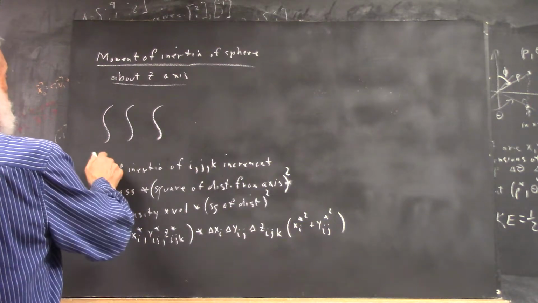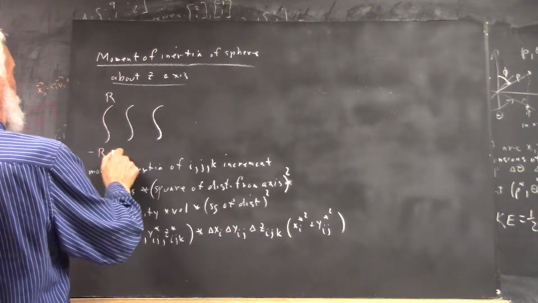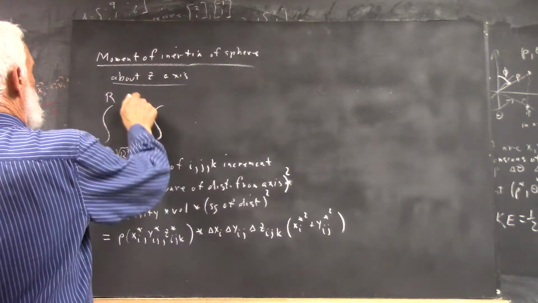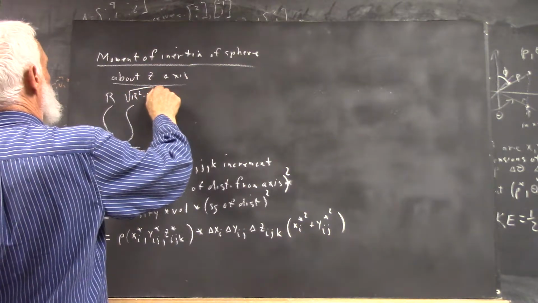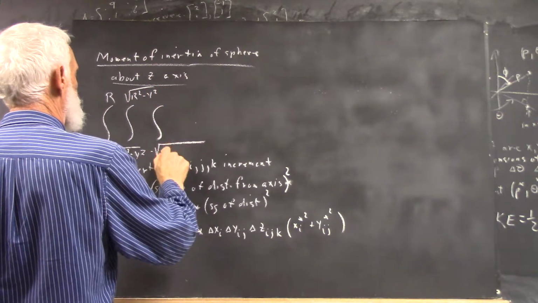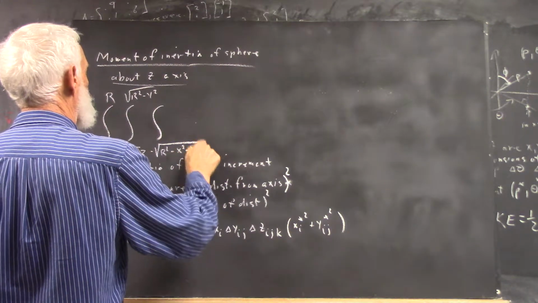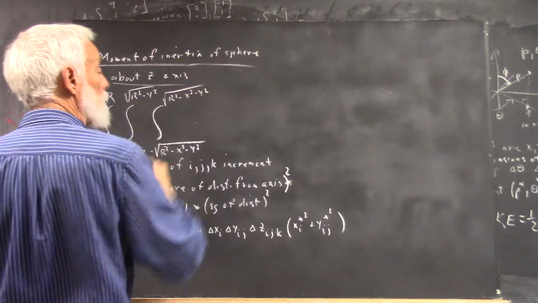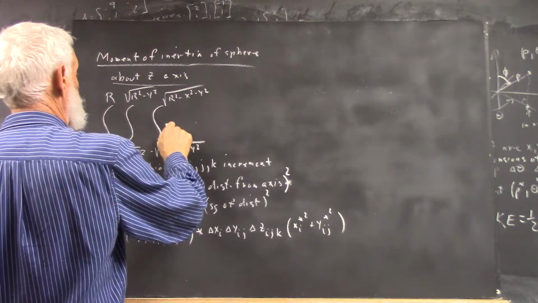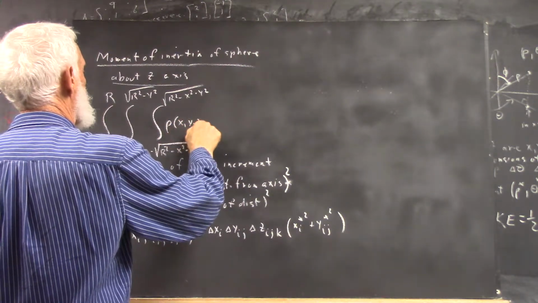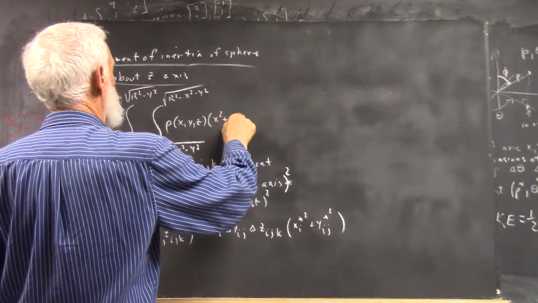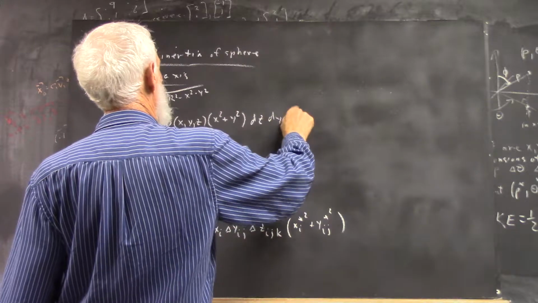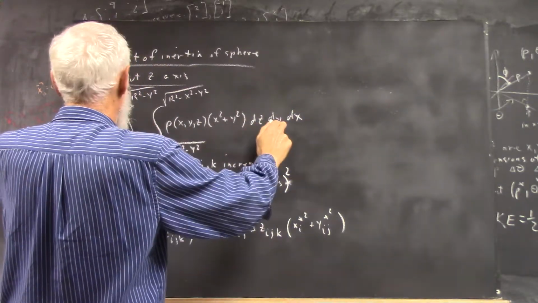Well, the limits in the integral are just what they were: negative r to r, negative square root of r squared minus y squared to the square root of r squared minus y squared, negative square root of r squared minus x squared minus y squared to the square root of r squared minus x squared minus y squared, right? Of what? Rho of x, y, z times x squared plus y squared, dz, dy, dx. Here's z, here's y, here's x, right?